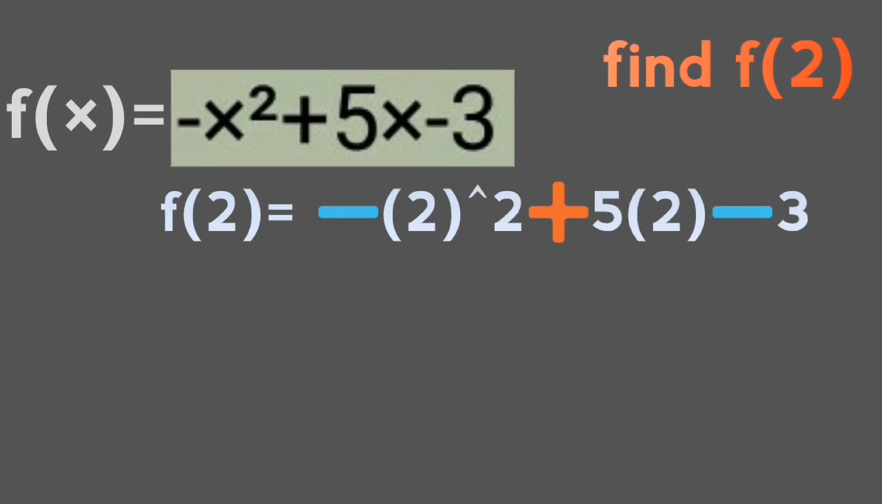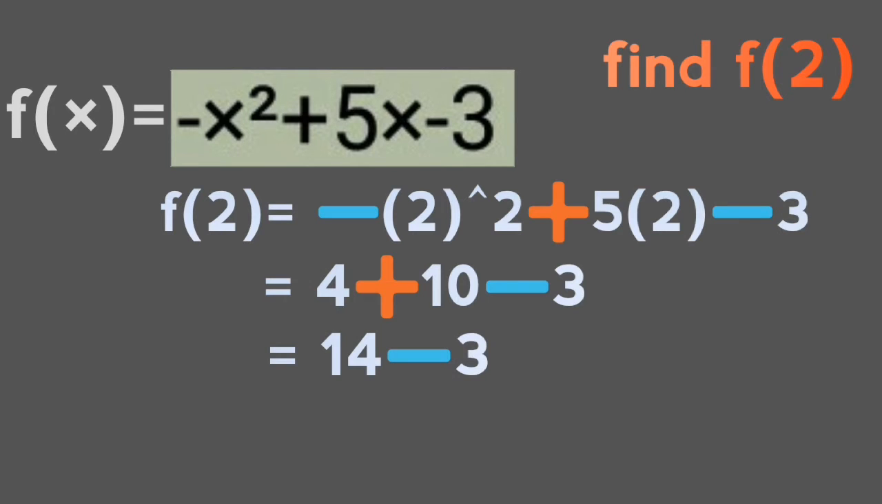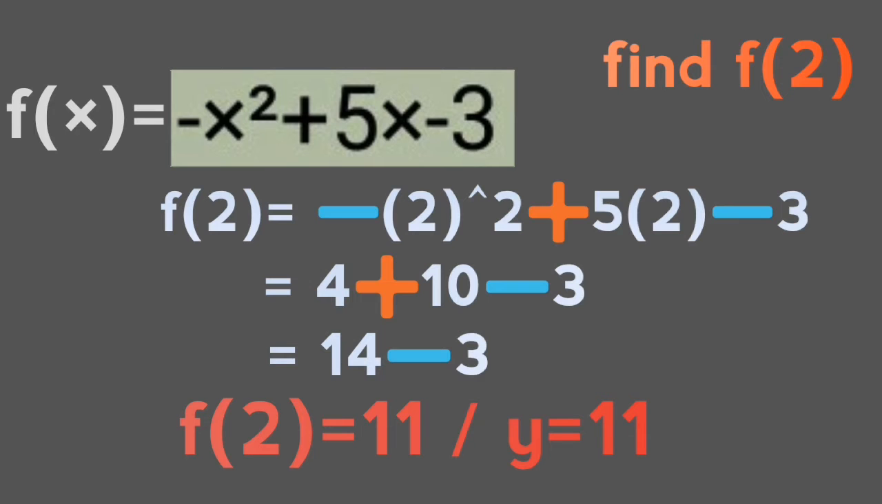So this is what it looks like. f of 2 equals negative 2 squared plus 5 multiplied by 2 minus 3. It is equal to 4 plus 10 minus 3. And then 14 minus 3, so the final answer will be f of 2 equals 11, or the same as y equals 11.